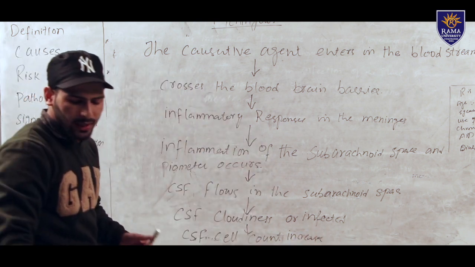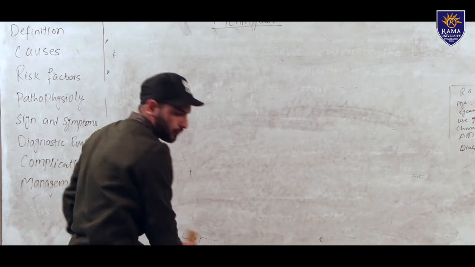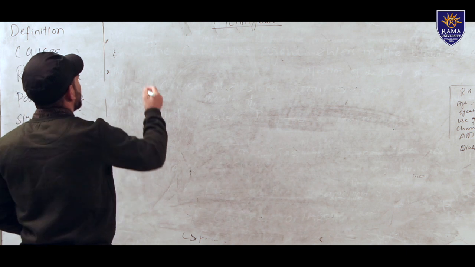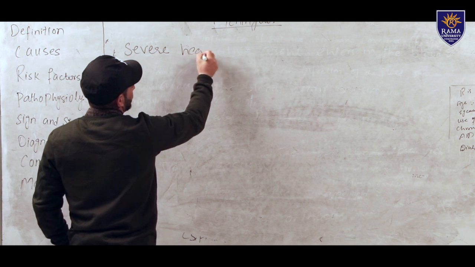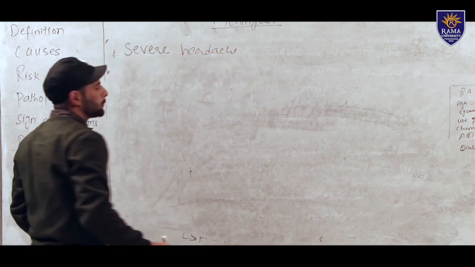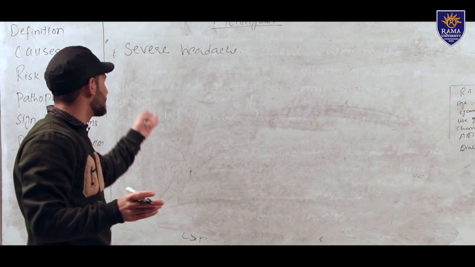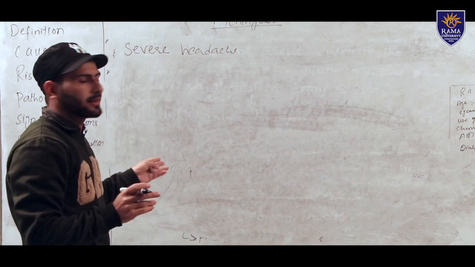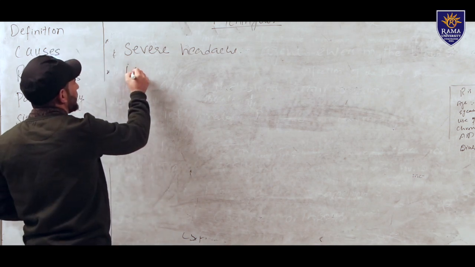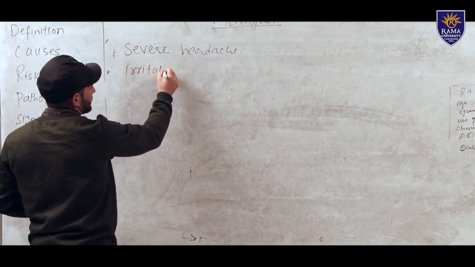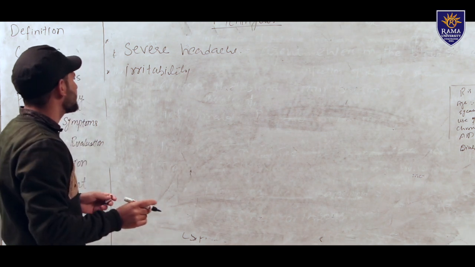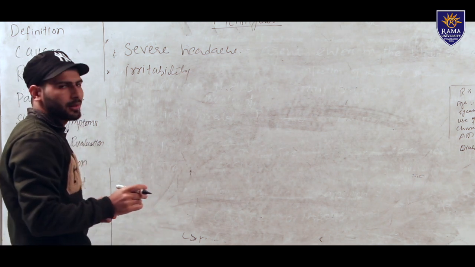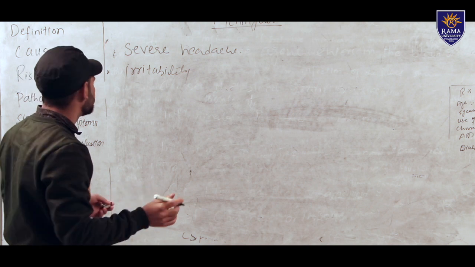After that we move to the signs and symptoms. First sign and symptom, having a severe headache. Those patients who are having meningitis may have a severe headache, maybe the first sign and symptom. Next one is the irritability. Those patients who are having meningitis may be irritable due to the inflammation in the brain.